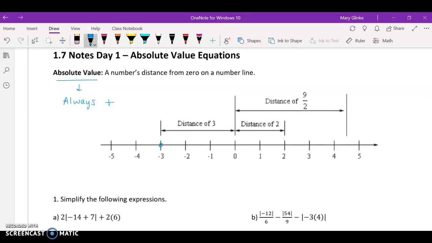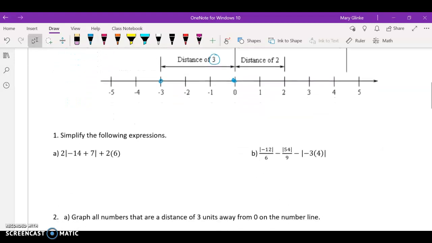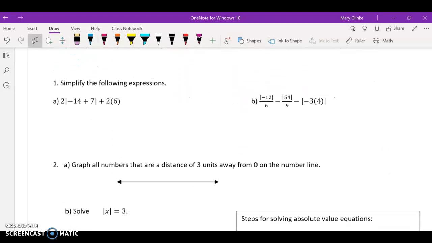If you're looking at -3 and 0, these have a distance of 3 away. Even though it's -3 to 0, you're not going -3 distance, it's 3 away. So that's the idea with absolute value. And what we can do is evaluate things that have absolute values in them. Looking at number 1A, anytime it tells you to simplify and it's just numbers, you always want to follow the order of operations.